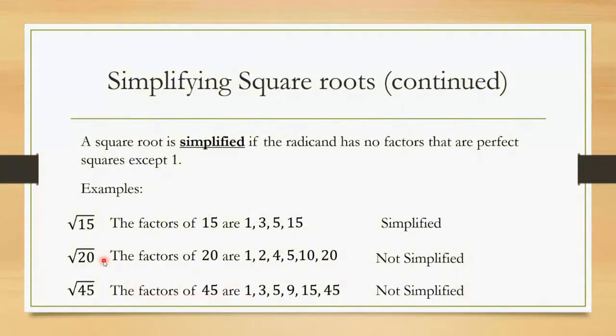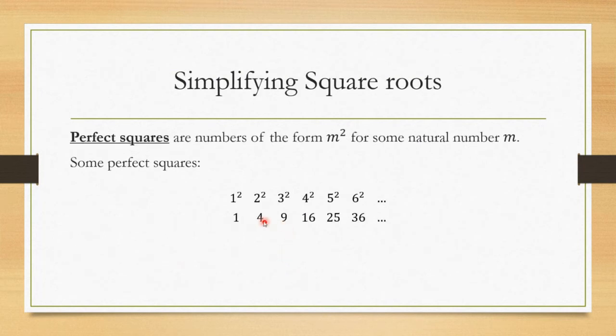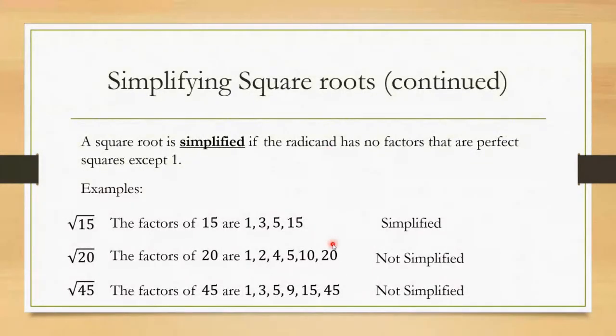What about the square root of 20? Well, what are the factors of 20? You have to look at the factors, right? We have 1, 2, 4, 5, 10, and 20. I don't think I missed anything. But 4 is a perfect square, right? 4 is 2 squared, so 4 is in this form. So 4 is a perfect square. So the square root of 20 is not simplified.